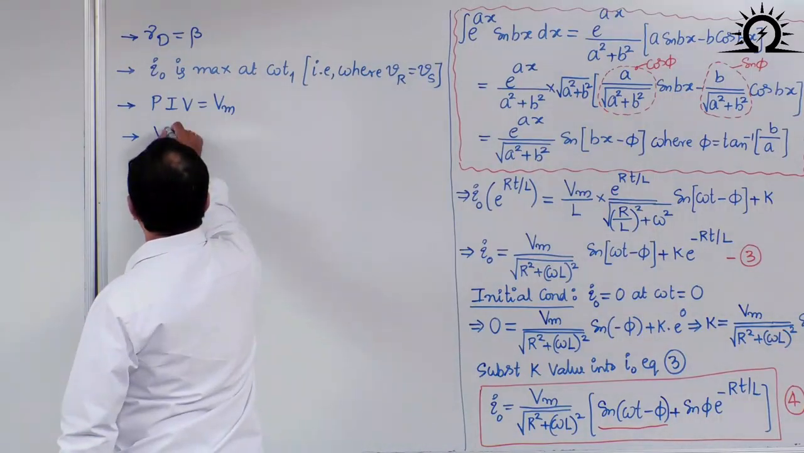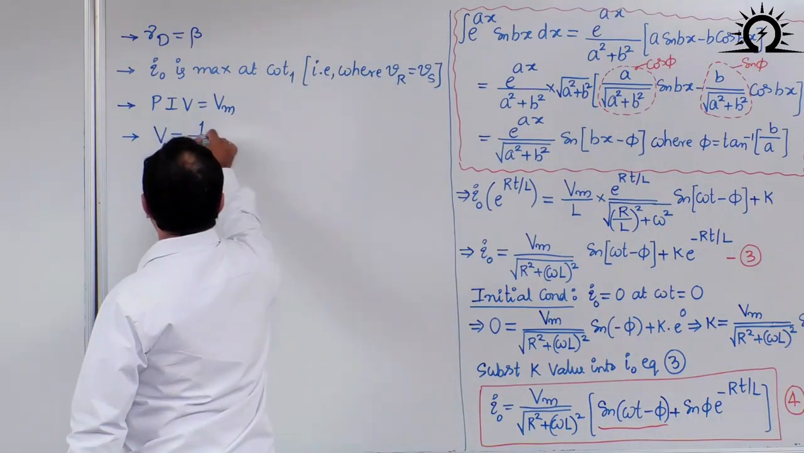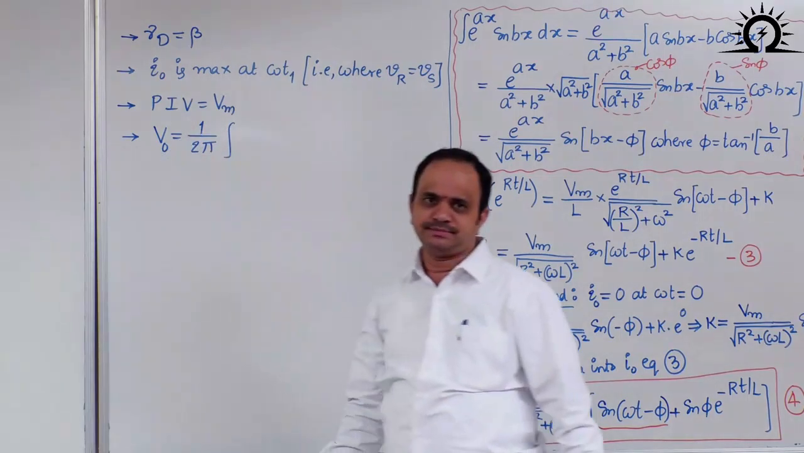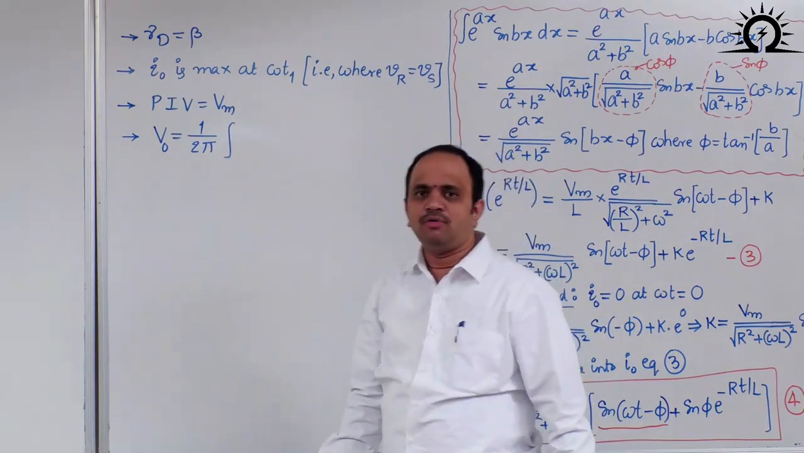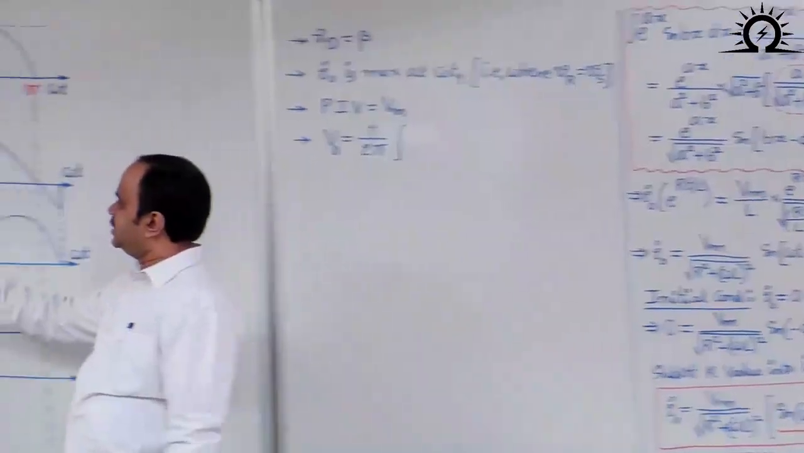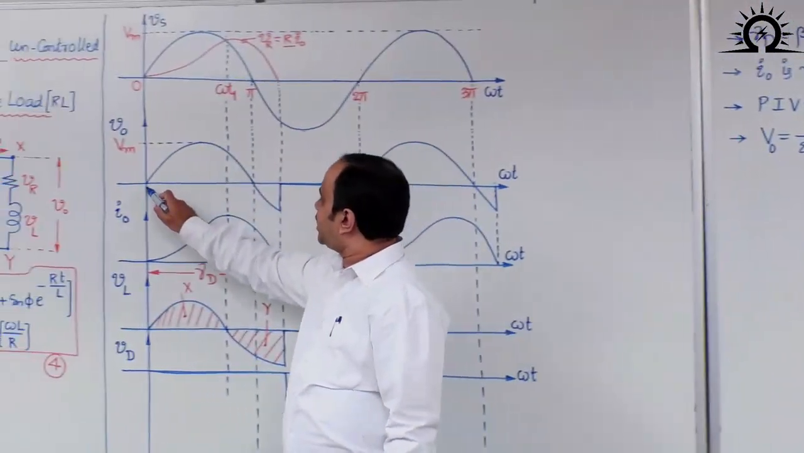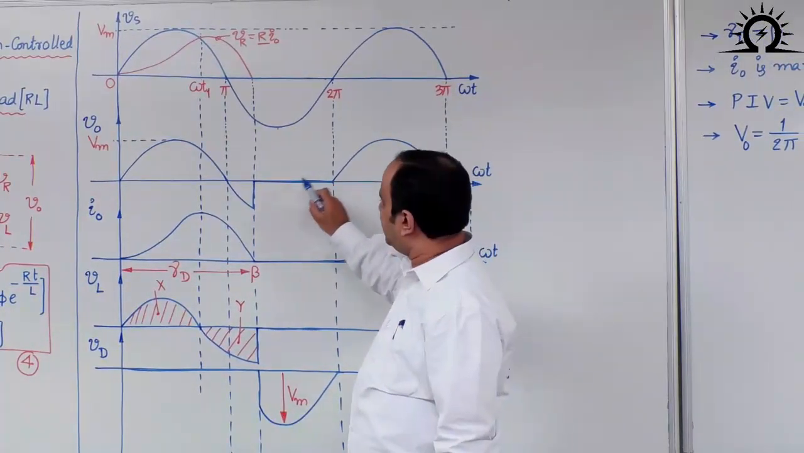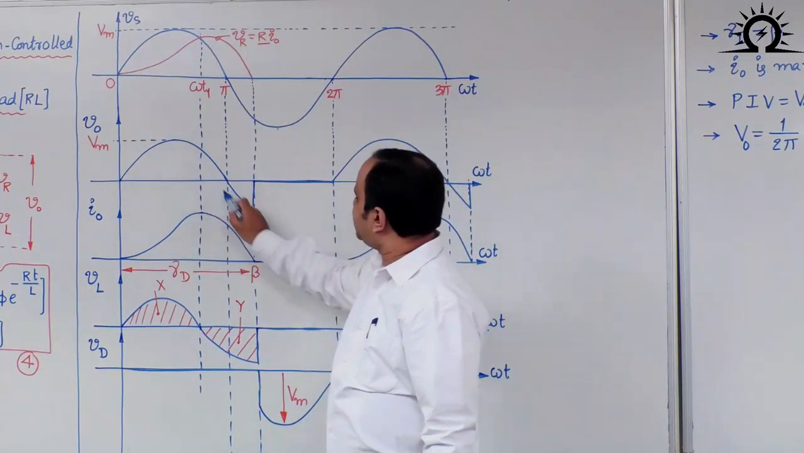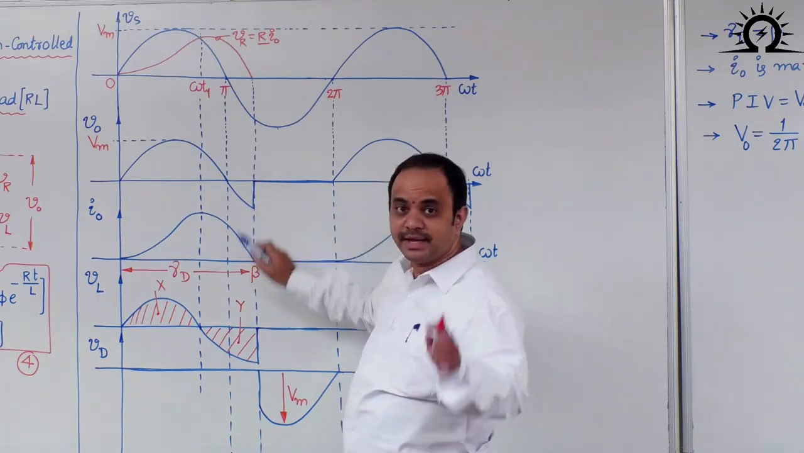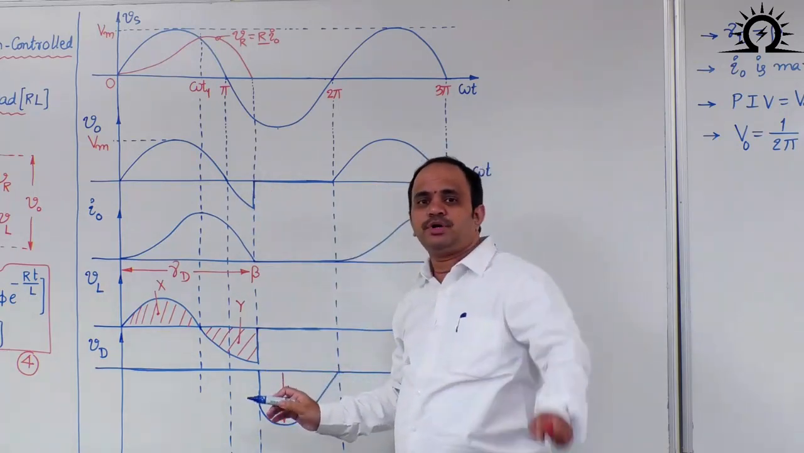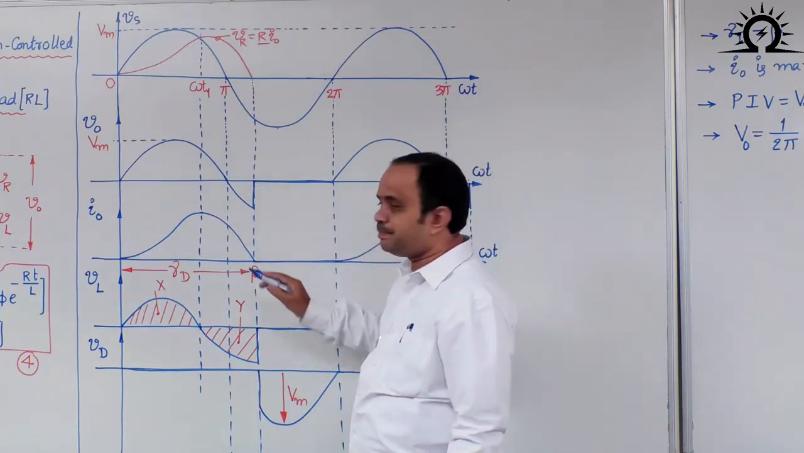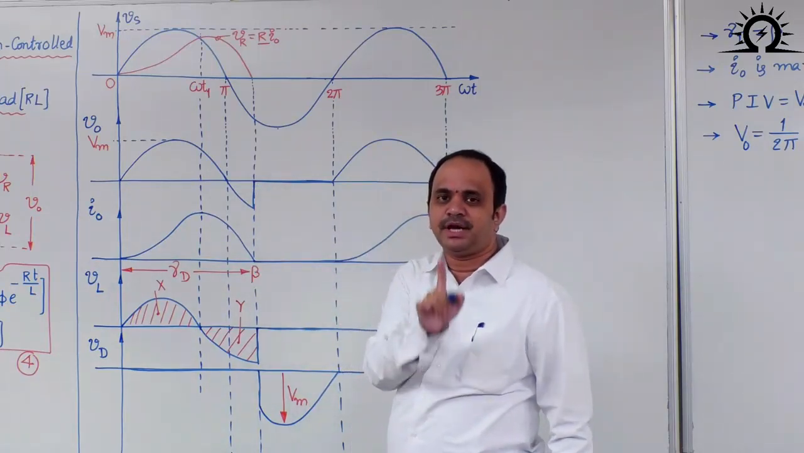Now let us define average output voltage, 1 by periodicity. If you look into the output voltage waveform, I can notice here periodicity is 2 pi, that is for one cycle, and the waveform is present from 0 to beta. Here there is one possibility for mistake. Students will write the limit as 0 to pi plus beta. If you write pi plus beta, it is wrong.